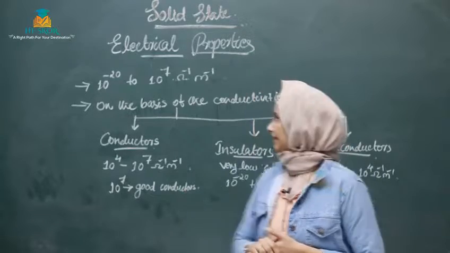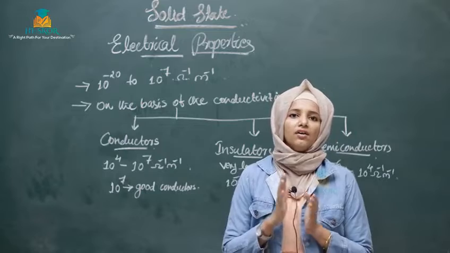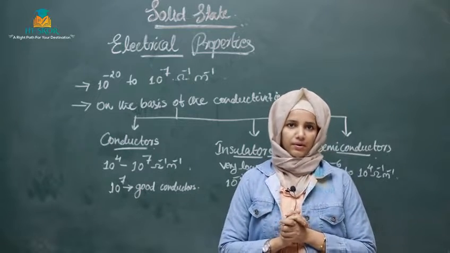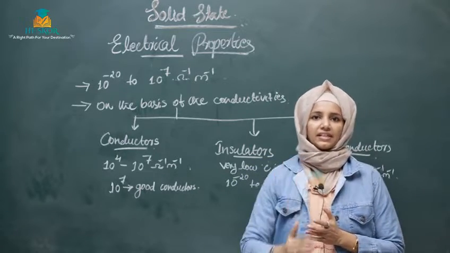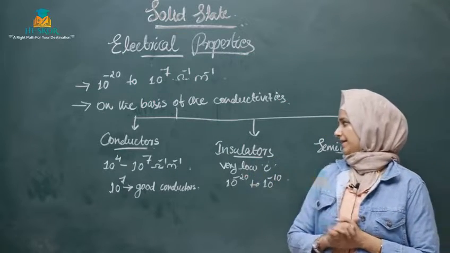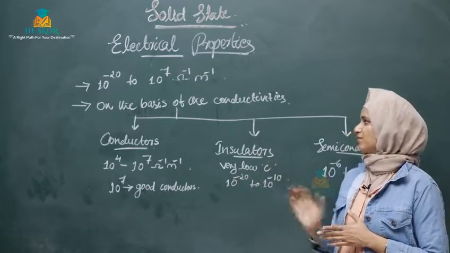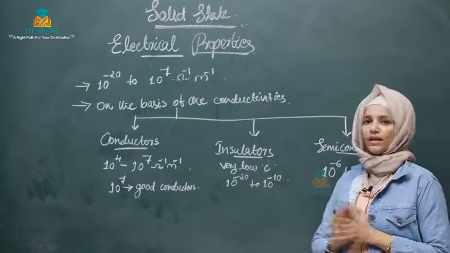The second type is insulators. Insulators have very low conductivity power. That means their conductivity value will be very low. Their range will be 10 raised to minus 20 to 10 raised to minus 10. Such materials or solids are called insulators.